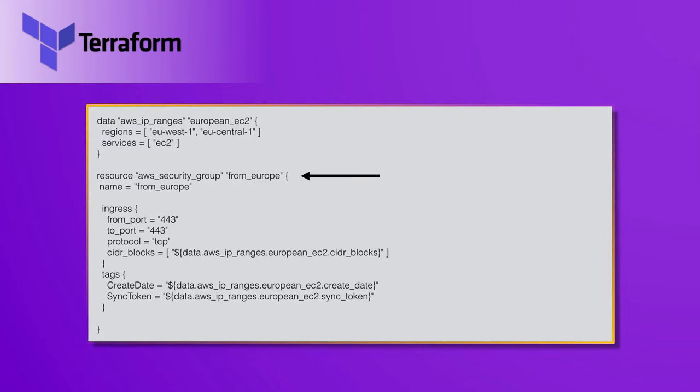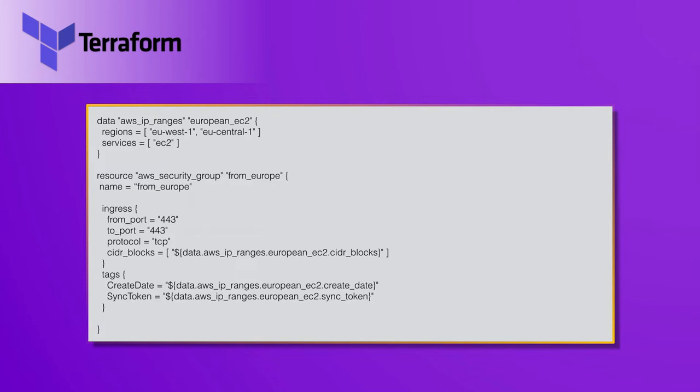We can use the data in our AWS security group that you see here. We can specify an ingress rule, like an inbound rule for incoming traffic, and we can say we are only allowing the IPs from this data, in these IP ranges, european_ec2 cidr_blocks. So this CIDR is a range of IP addresses. So, basically we're saying, these ranges of IP addresses are allowed to connect to port 443 using TCP.